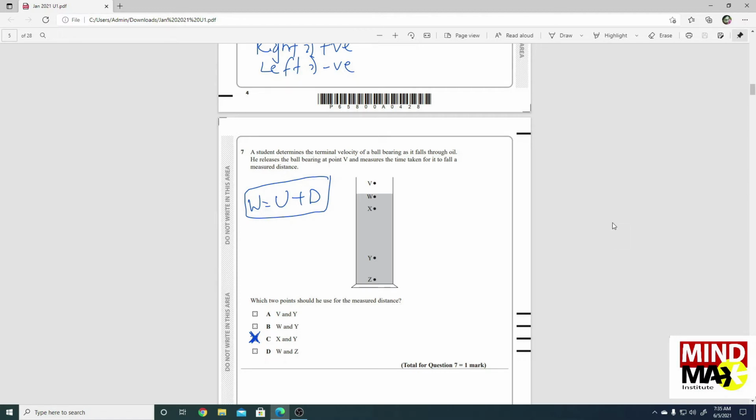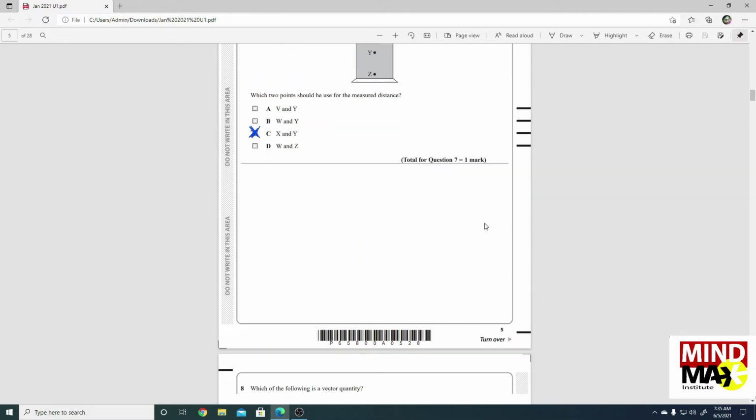So if we wish to find the terminal velocity, it has to be found within X and Y, within this huge range, so that we can get a proper value. By the time it reaches Y and Z, it has actually reached terminal velocity. So to find the actual value of terminal velocity, we have to find it between X and Y. That is why X and Y is the answer.